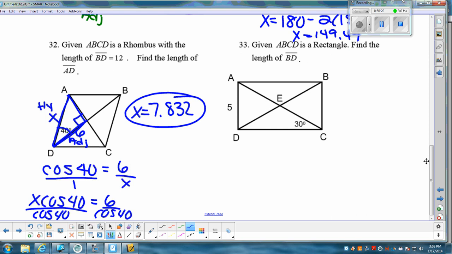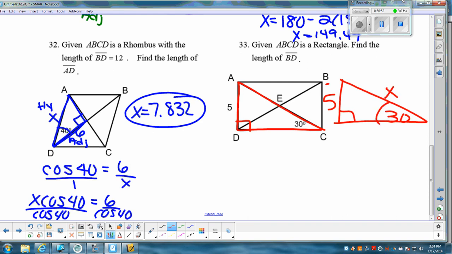All right, so number 32. I'm looking for BD, this length right here. So I'm going to use, not even that triangle, hold on. I know my diagonals in my rectangle are congruent. So I'm going to use AC to figure out the length of BD because I know information about this right triangle. I know this is a right angle. This is 30 degrees. I'm looking for my hypotenuse.